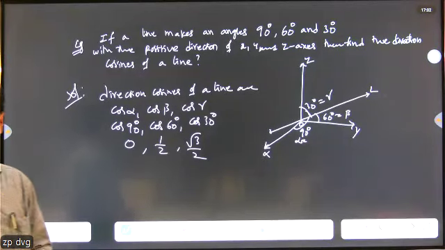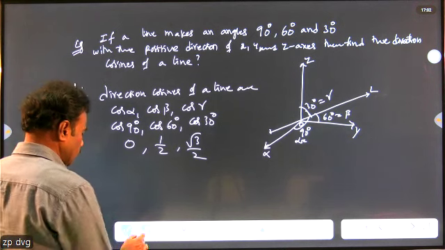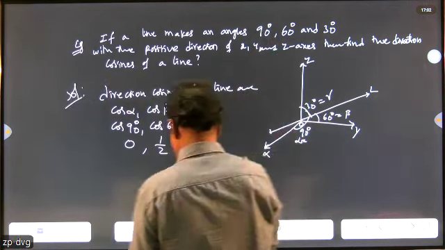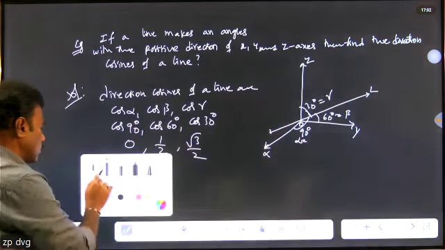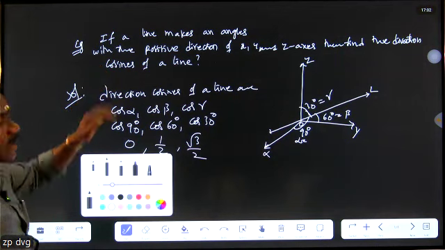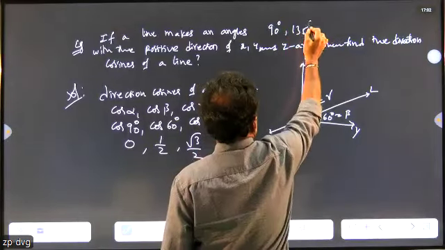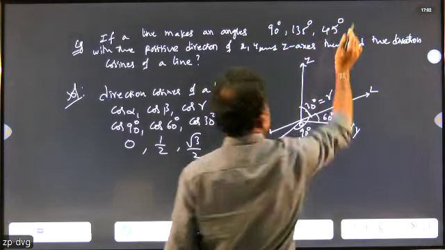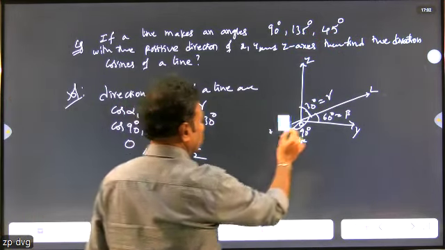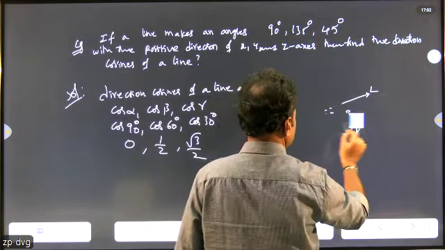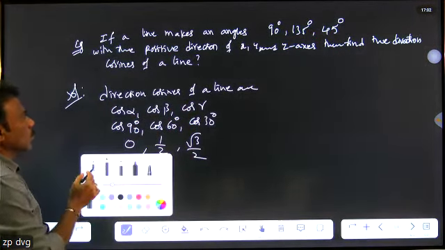Let us go to another question, same model. If a line makes angles 90 degrees, 135 degrees and 45 degrees, then what will you get?